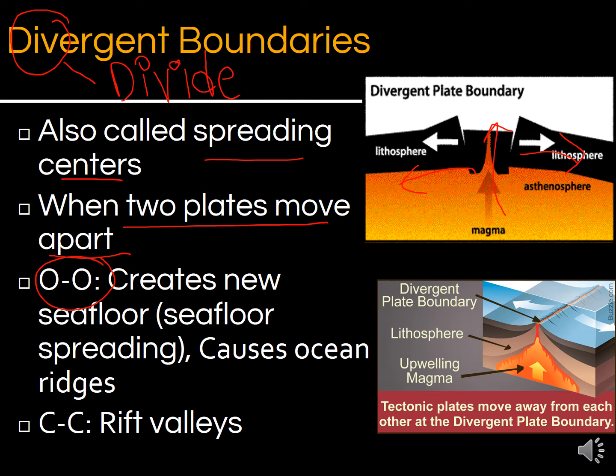It creates a seafloor. So how do seafloors come? Well, right here. Seafloor spreading causes ocean ridges. So this is O, and O is going to be the ocean. The continental is rift valleys. So ocean is oceanic crust and oceanic crust. This is continental and continental. This is rift valleys. So divergent, we have the lithosphere. We have here, look at that, magma coming up, right?